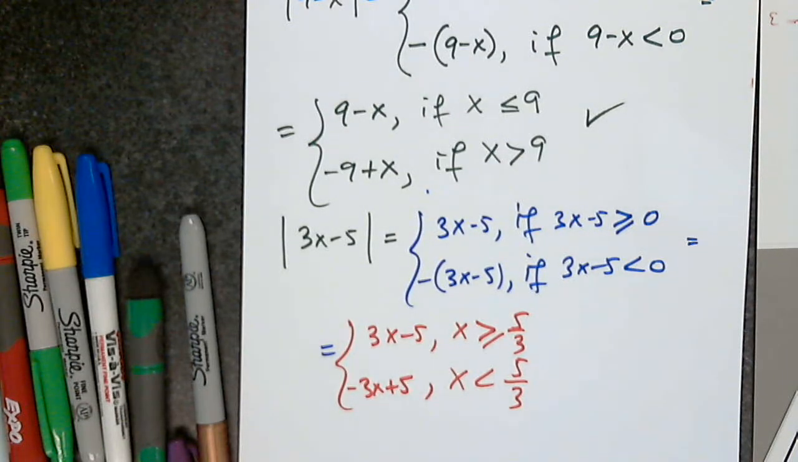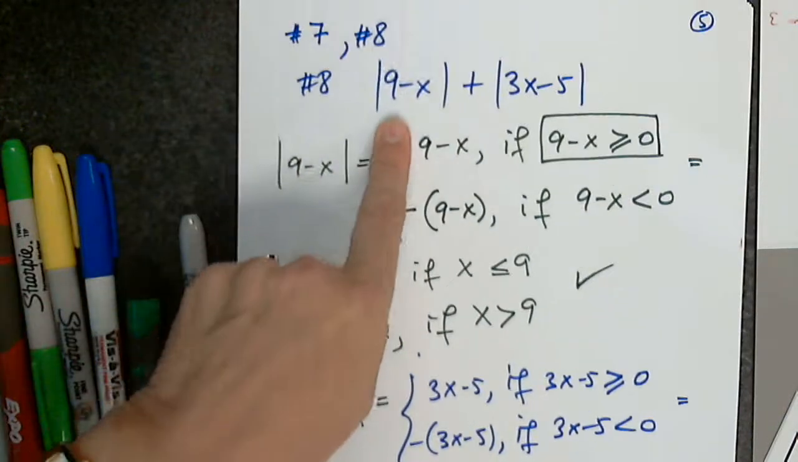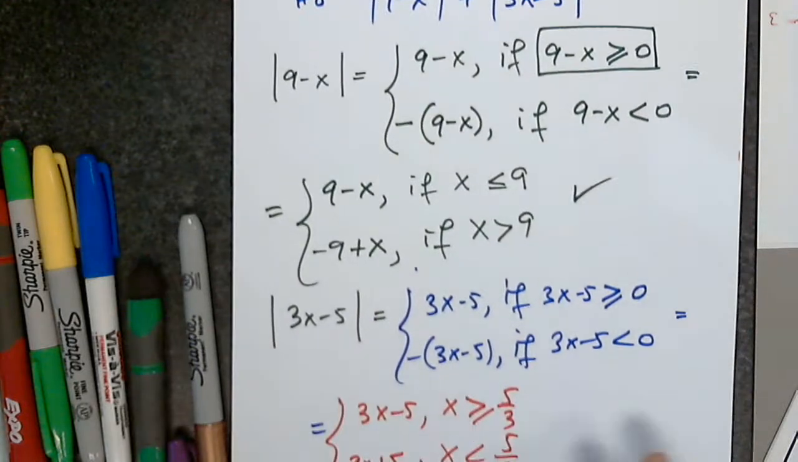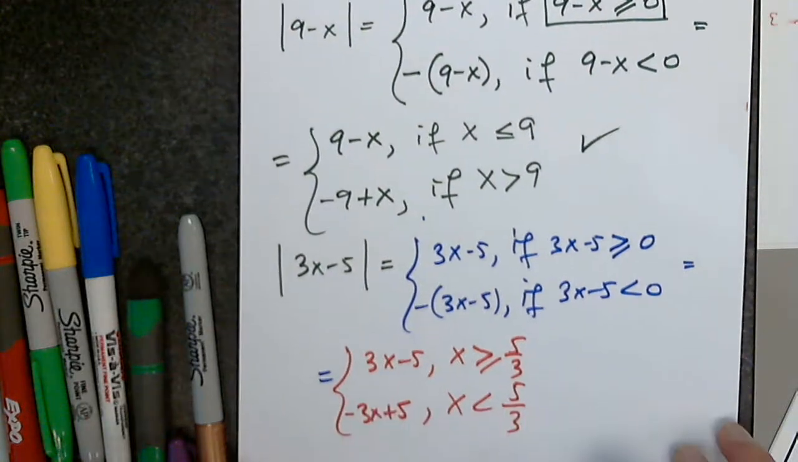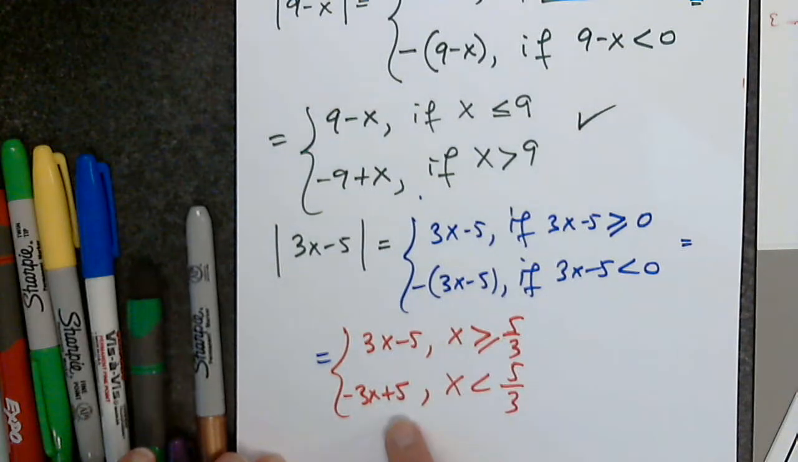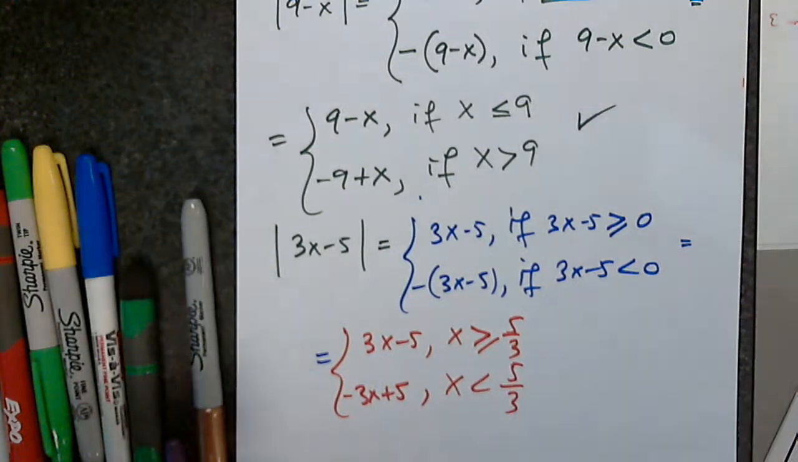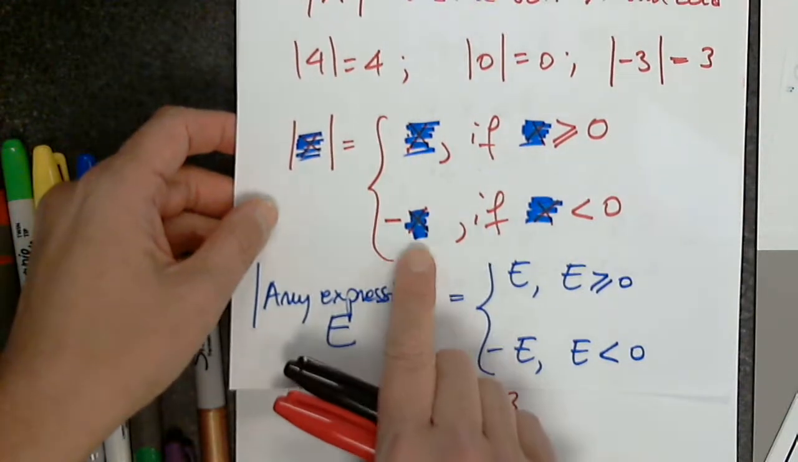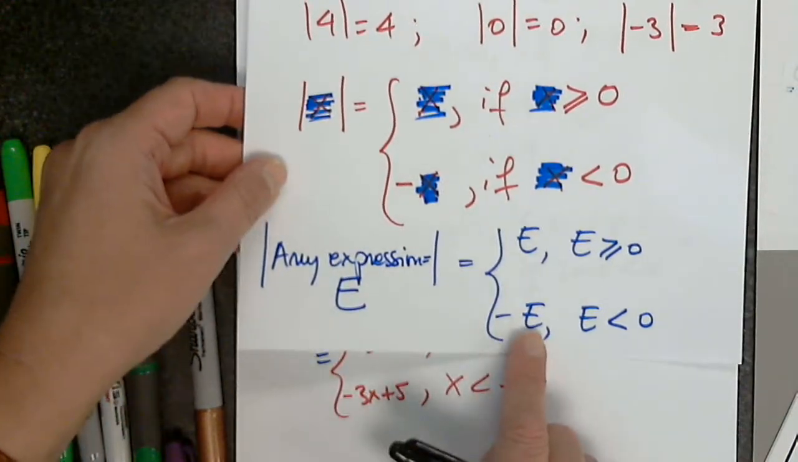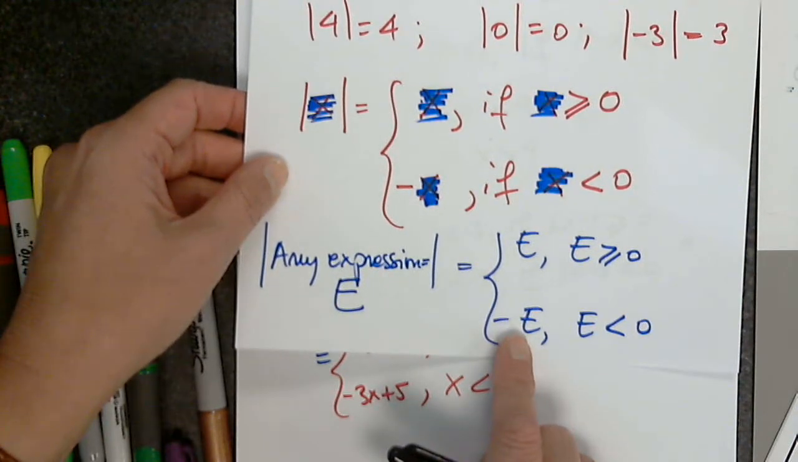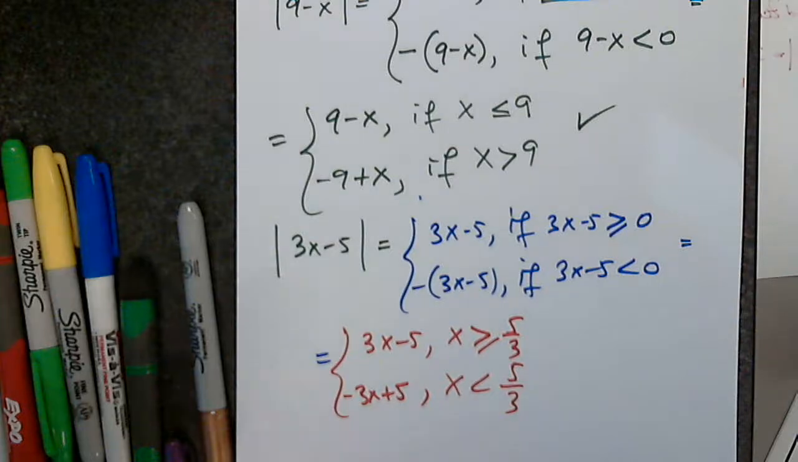Okay, now what? We simplified each absolute value. We simplified this and we simplified this. What's next? Wait, is it 3x minus 5 still? Is it negative 3x plus 5? So there is a minus in front of the expression. A minus in front of the expression has to be distributed to everything. Was that the question? Okay, clear now? Perfect.